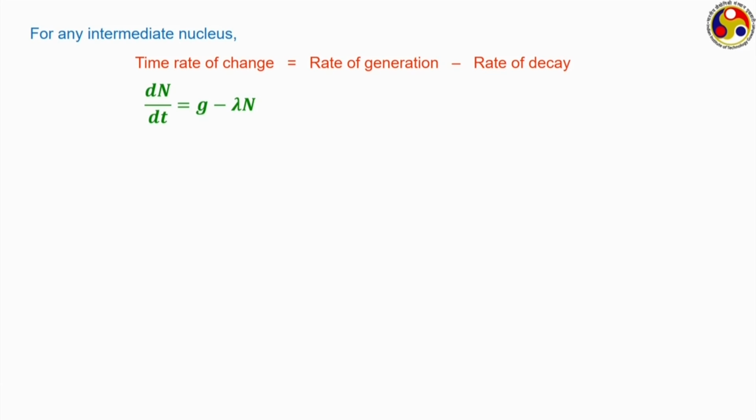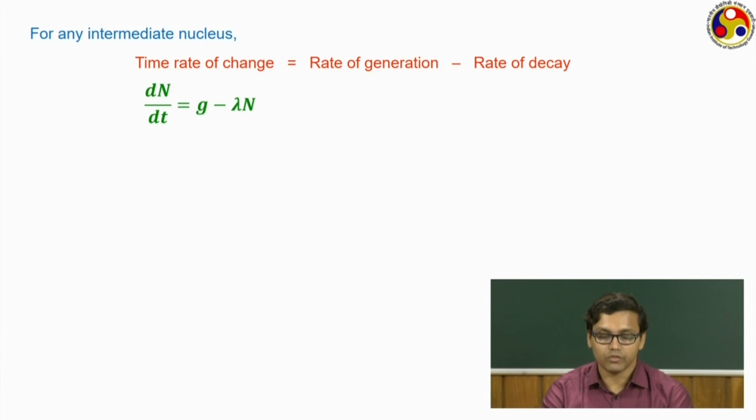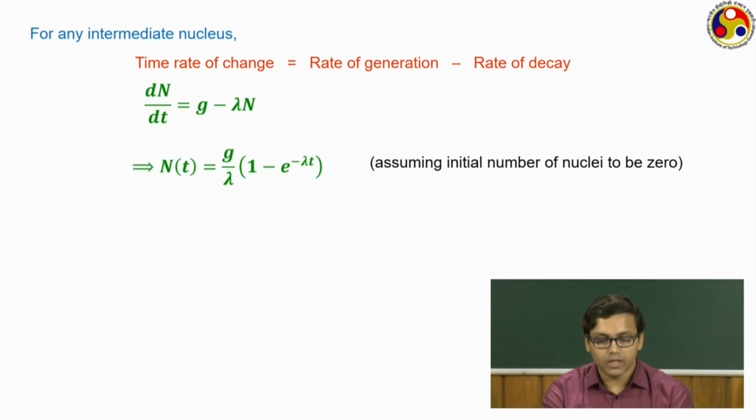where n is the number of nucleus for that particular species that we are talking about, g is the rate of generation, and lambda is the corresponding decay coefficient. So, the rate of decay will be given by lambda into n as per the decay law. And mathematically solving this ordinary differential equation, we can get a solution of this particular form, assuming of course, the initial number of this intermediate nucleus to be 0.